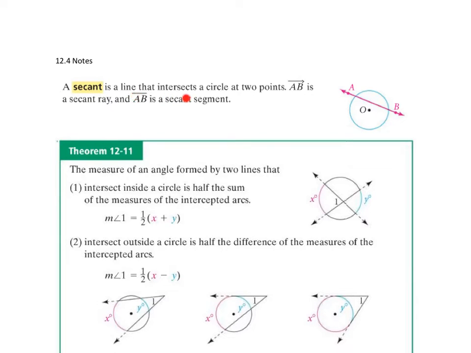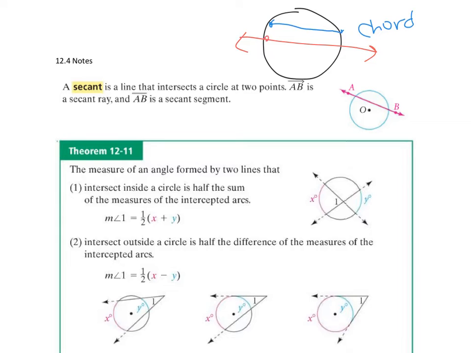A secant is a line that intersects a circle at 2 points. A chord is a segment. So if you have a circle, a chord is a segment that connects 2 points. And a secant is a line that goes through with 2 points. And a tangent would be a line or segment that intersects a circle exactly once. So those are the differences among the three.